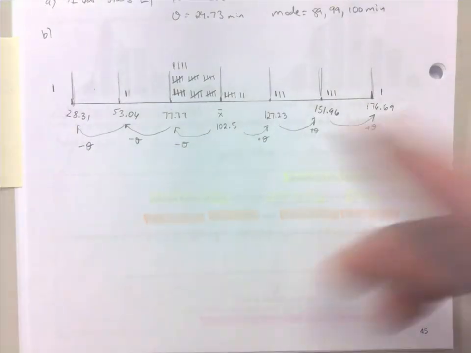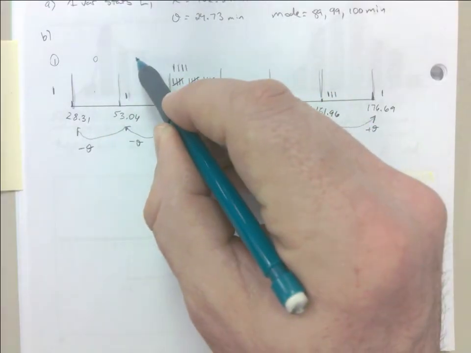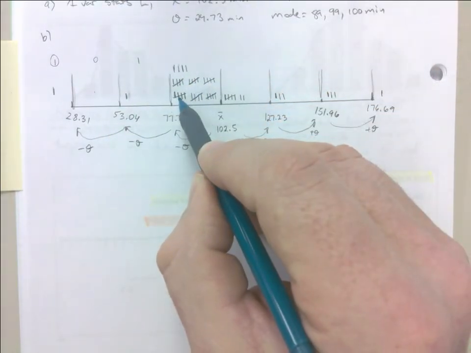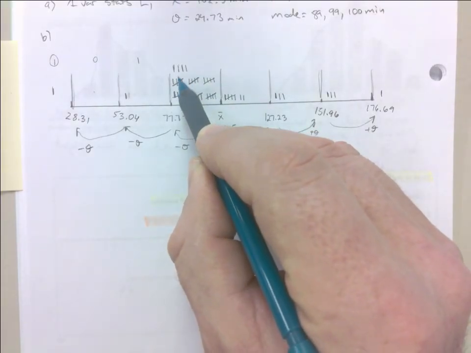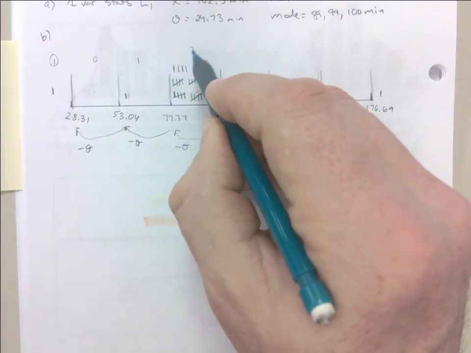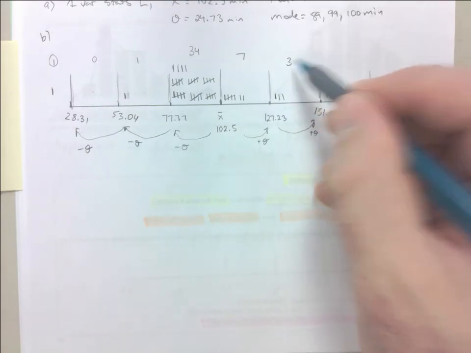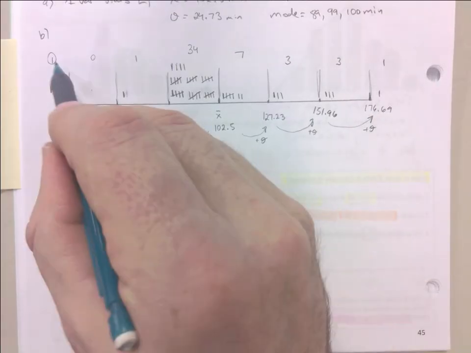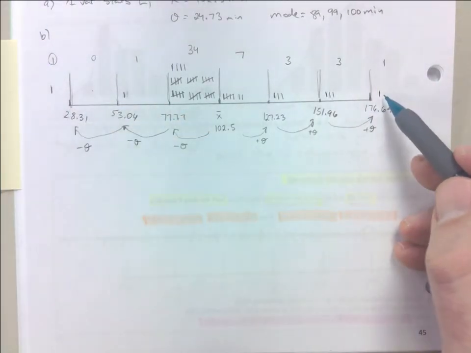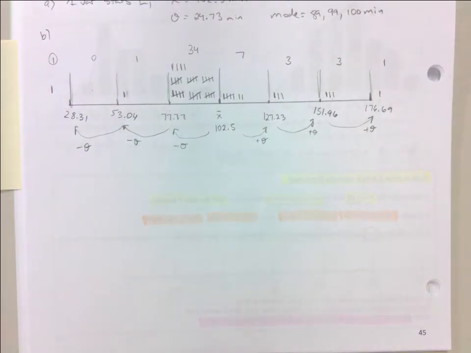And what I like to do is I like to just go 1, 0, 1. This is 10, 15, 20, 25, 34. There's 7, 3, 3, and 1. Okay. So these are outliers, right? There's one that's really short, one that's really long. Just put them outside those bins. That's fine.